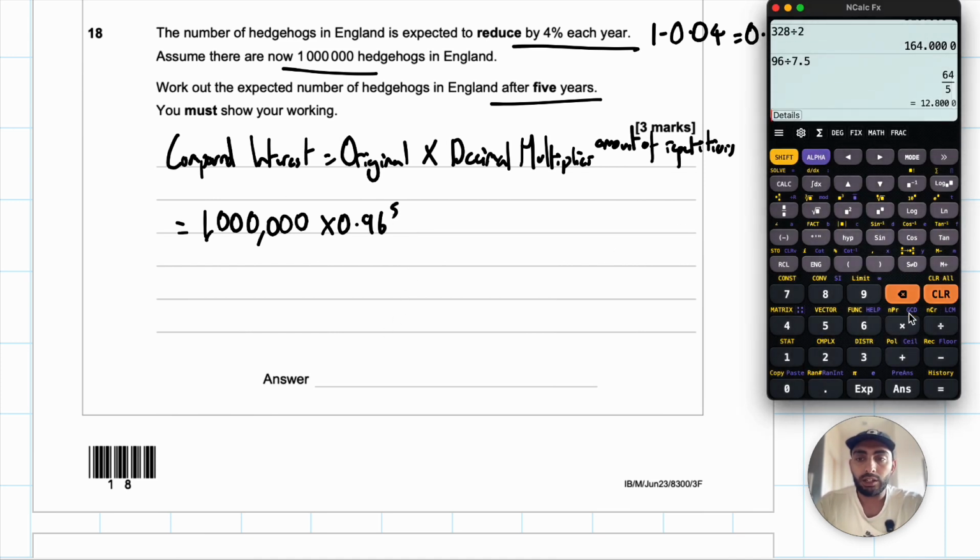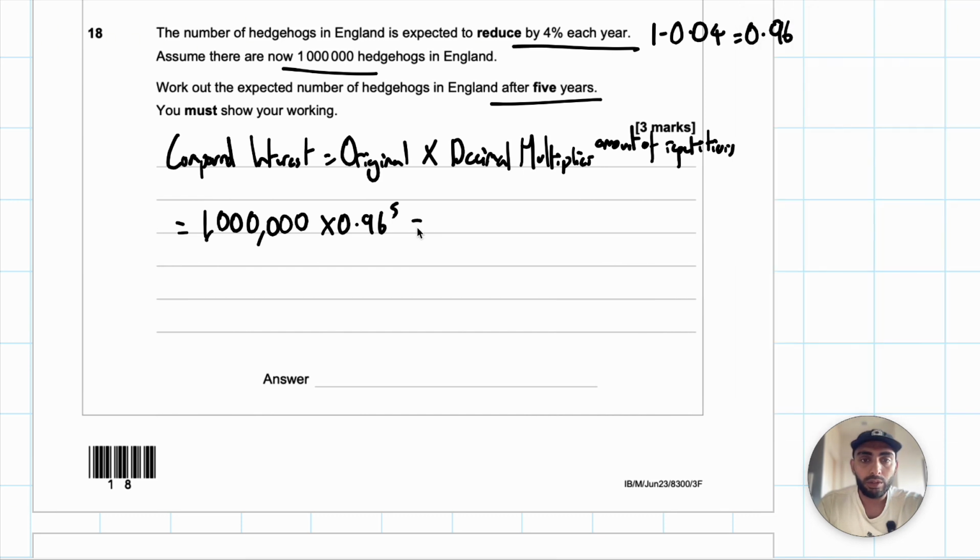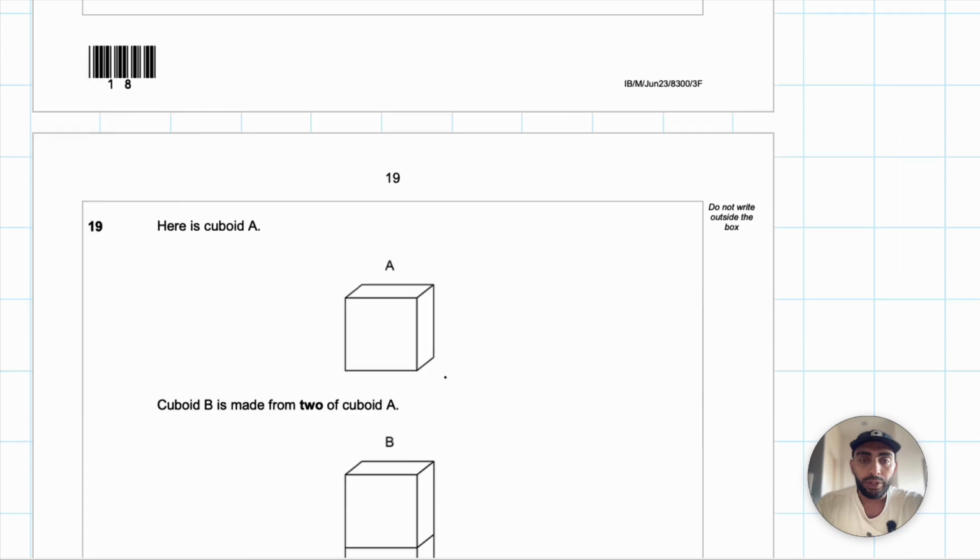So we type that into your calculator and you get 1,000,000 times 0.96 to the power of 5, which gives us 815,372.69. And I will just round that to 815,373, because you can't have part of a hedgehog, so the answer is 815,373.